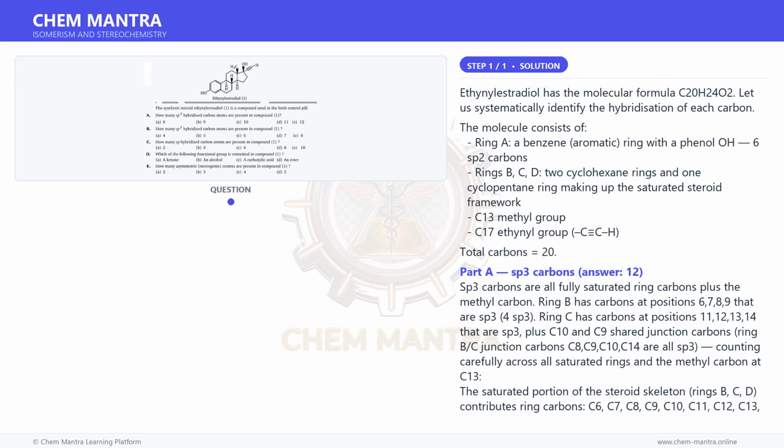Part B, sp2 carbons, answer, 5. The benzene ring, ring A, has 6 sp2 carbons. However, 1 carbon of ring A, C5 or C10, the junction carbon shared between ring A and ring B, is part of the aromatic ring and the saturated ring B. In ethinylestradiol, the aromatic ring is fused to ring B. The 2 junction carbons between ring A and ring B, C5 and C10, are part of the aromatic system and are sp2. So all 6 carbons of the aromatic ring are sp2.